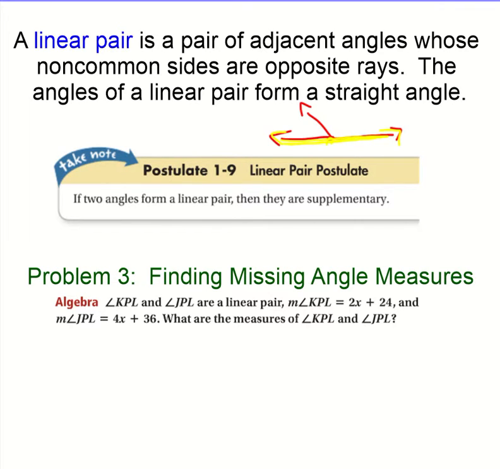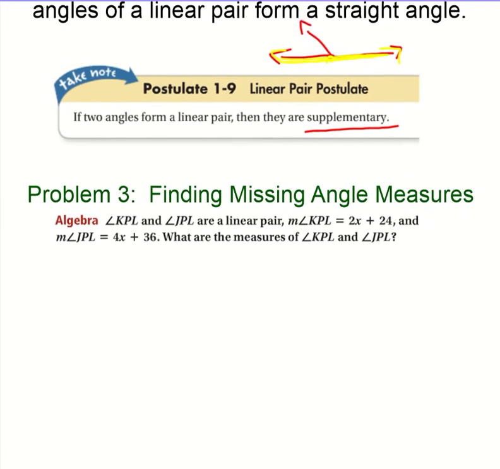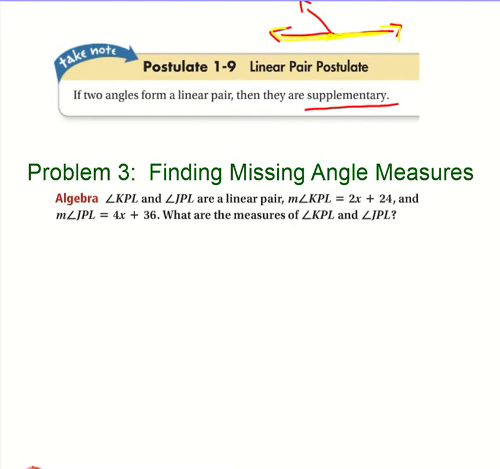So the linear pair postulate tells us that since they form those opposite rays, then the two angles form a linear pair and must be supplementary. And so with that information, we can actually solve some algebraic problems.